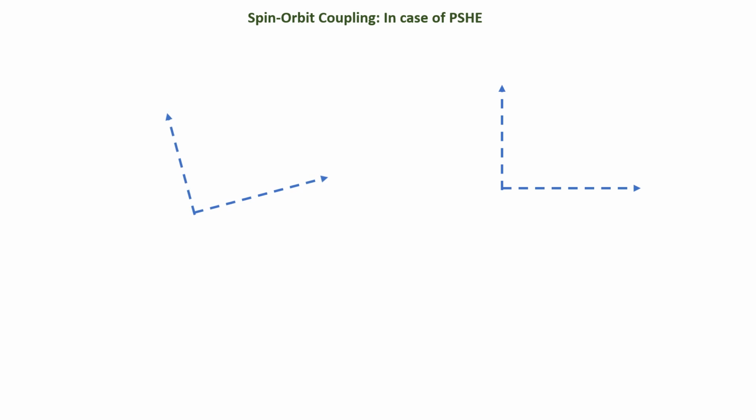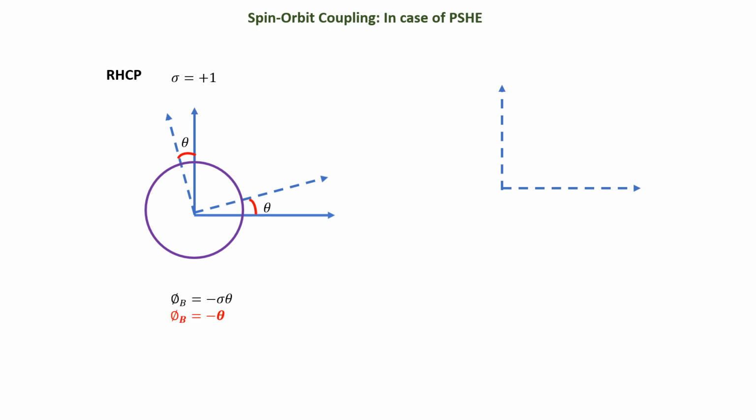Spin orbit coupling in case of photonic spin Hall effect is illustrated in the following illustration. Rotating the frame of reference by an angle theta leads to the production of opposite phases in right hand and left hand circularly polarized light. In right hand circularly polarized light, the value of sigma, that is spin, is given as +1, whereas in case of left hand circularly polarized light, the value of sigma is given as -1.